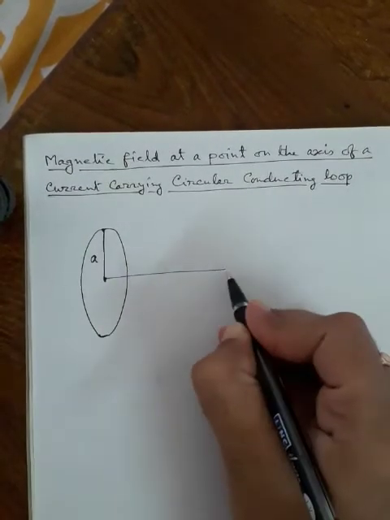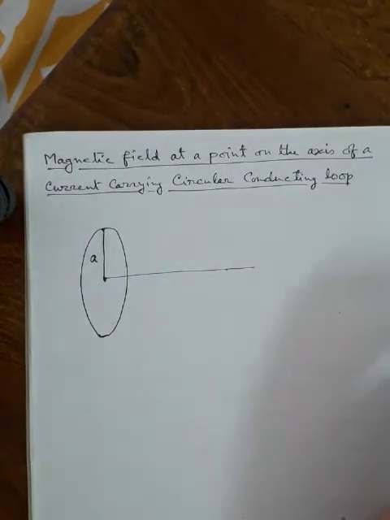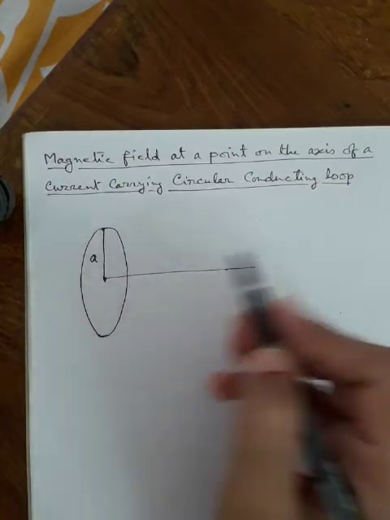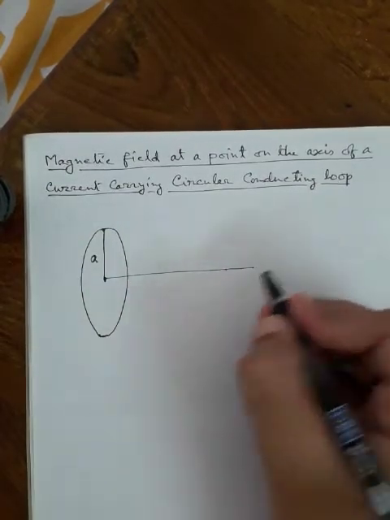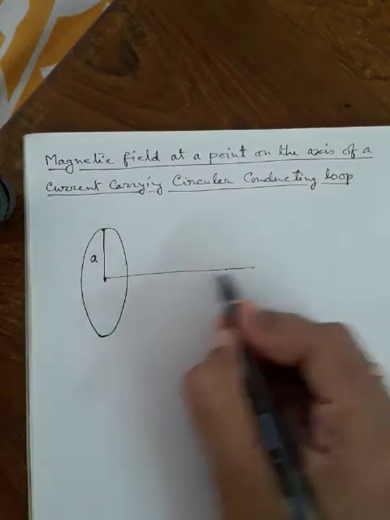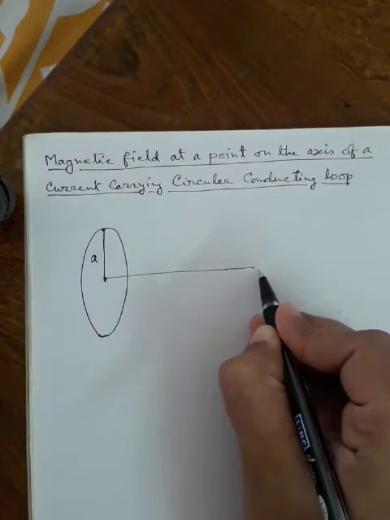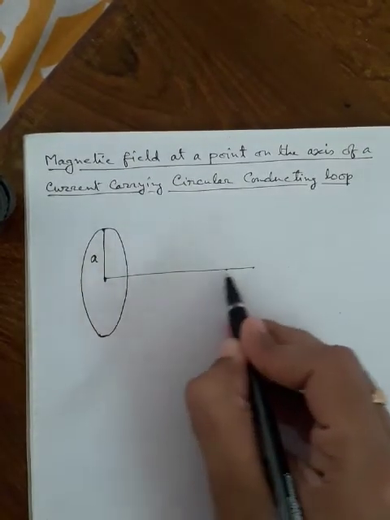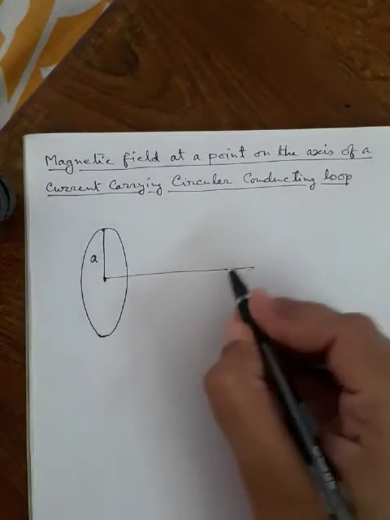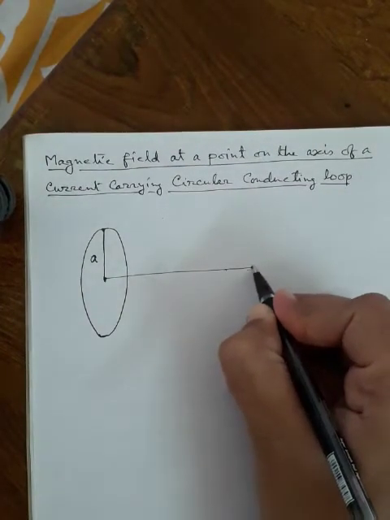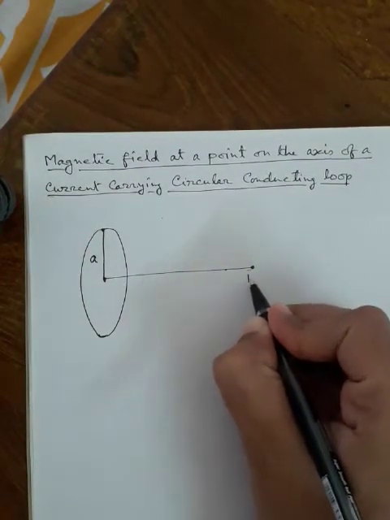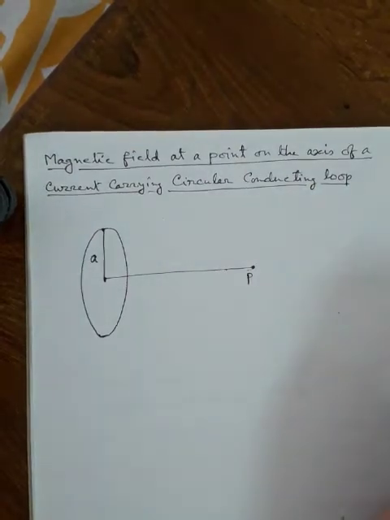Okay, now let us draw a perpendicular straight line through the origin of the loop. This straight line is perpendicular to the plane of the loop, and we have to calculate the magnetic field at any point on this straight line. Okay, that is, it is actually the axis of this current carrying loop. Suppose we want to calculate the magnetic field at this point. Say this is a point P.